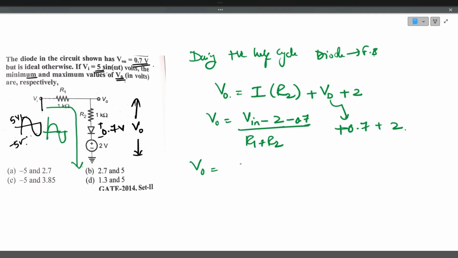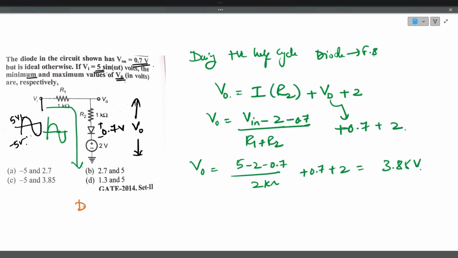So if you substitute the values, input voltage is 5 minus 2 minus 0.7 divided by R1 plus R2, which is 2 kilo ohm, plus 0.7 plus 2, which is equal to 3.85. This is during positive half cycle.